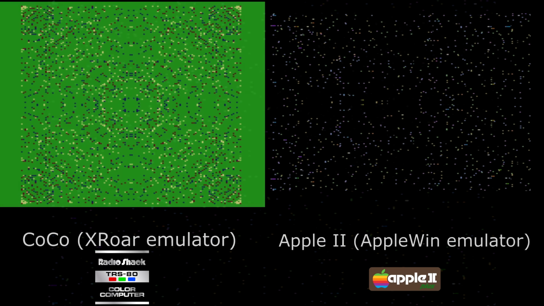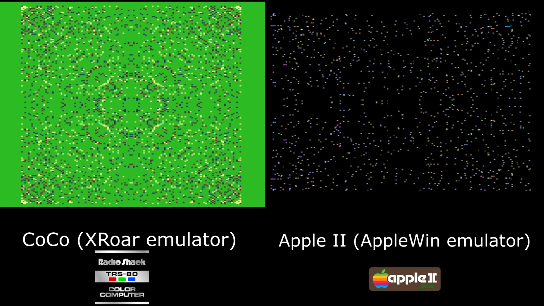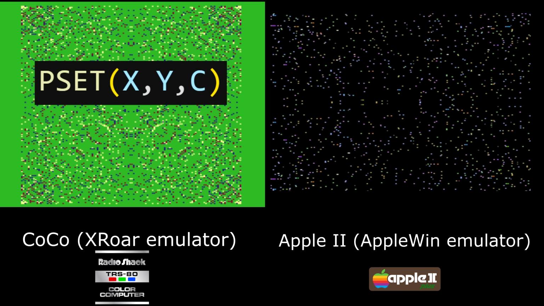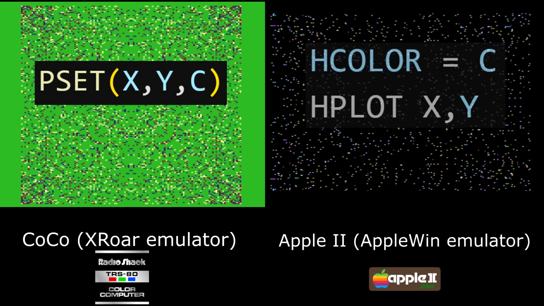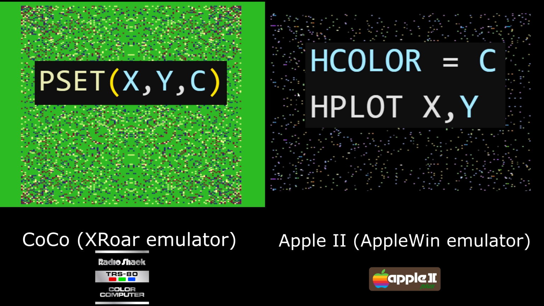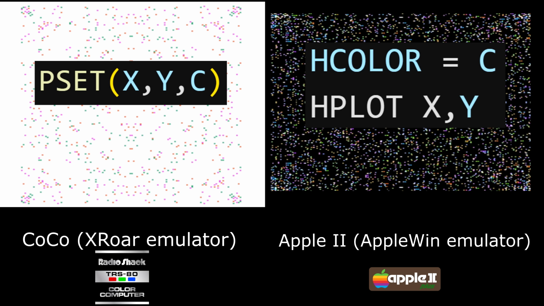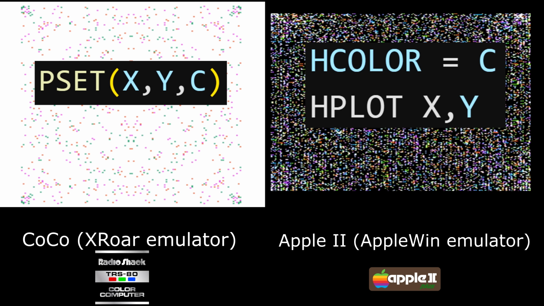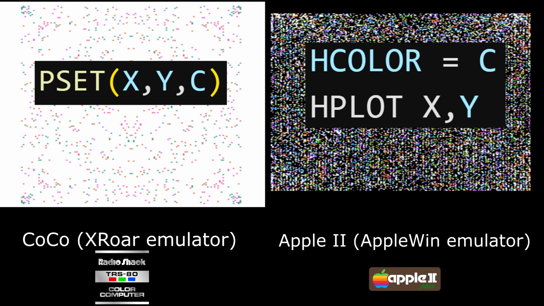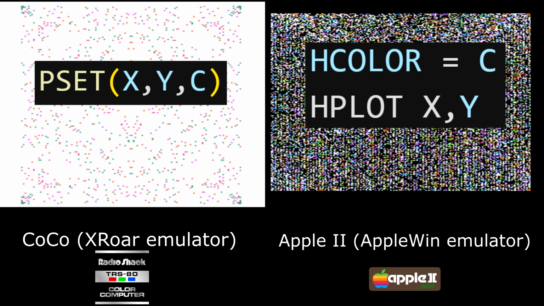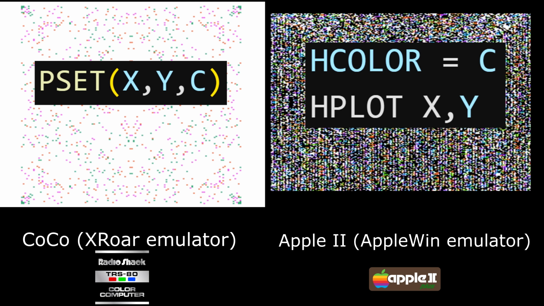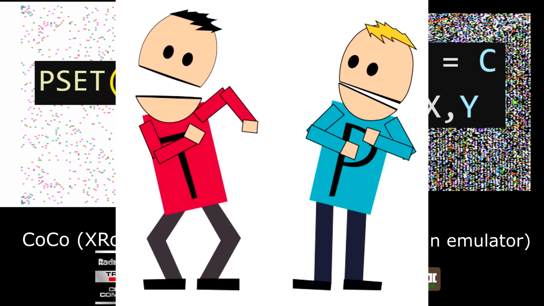Setting pixels is similar between the two machines. On the CoCo, you use the pset command to pick the coordinates and color, and on the Apple, you use the hcolor command to set the color, and then the hplot command to draw the pixel. You'll notice that the high-resolution graphics commands on the Apple start with H, which I assume stands for high resolution. The graphics commands on the CoCo all start with P. I don't know what P stands for, but I like to think it stands for Philip.